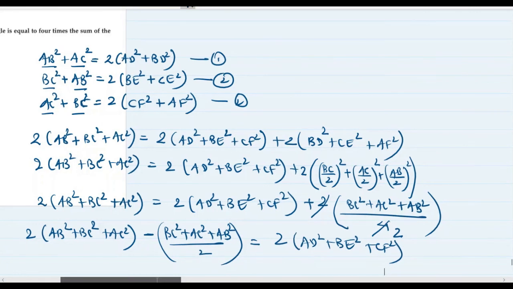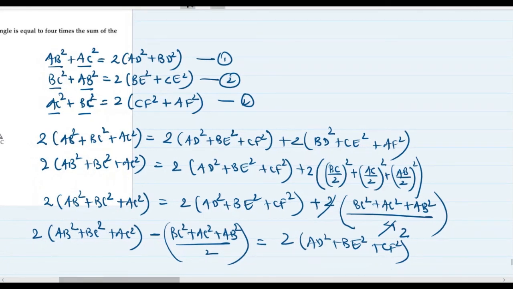Okay, now see, we have got here AB square plus BC square plus AC square, and here also BC square plus AC square plus AB square. So numerators are same. We can treat it as a single term. Let's say x. So what is 2x minus x by 2? You don't want to perform this complicated subtraction, right? So I'm showing you an easy way. What is x? X is this highlighted part. 2x minus x by 2 is 4x minus x the whole upon 2, that is 3x by 2.